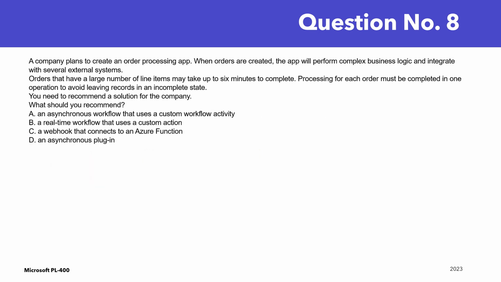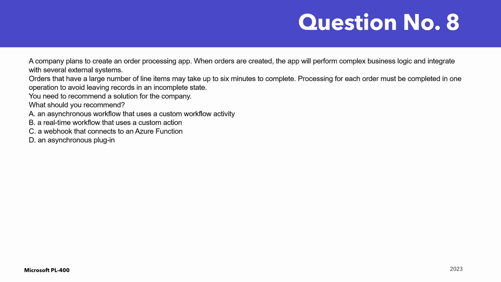A company plans to create an order processing app. When orders are created, the app will perform complex business logic and integrate with several external systems. Orders that have a large number of line items may take up to 6 minutes to complete. Processing for each order must be completed in one operation to avoid leaving records in an incomplete state. You need to recommend a solution for the company.